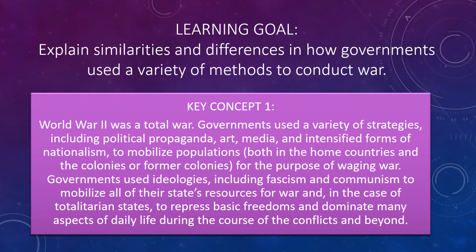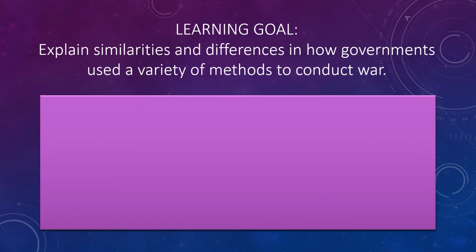Governments used a variety of strategies, including political propaganda, art, media, and intensified forms of nationalism to mobilize populations, both in the home countries and the colonies or former colonies, for the purpose of waging war. Governments used ideologies, including fascism and communism, to mobilize all of their states' resources for war and, in the case of totalitarian states, to repress basic freedoms and dominate many aspects of daily life during the course of the conflicts and beyond.